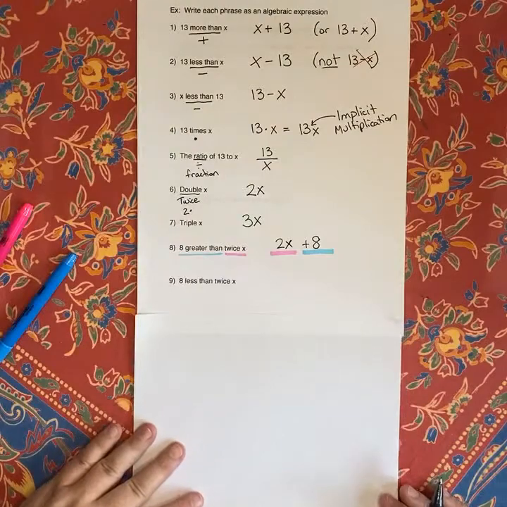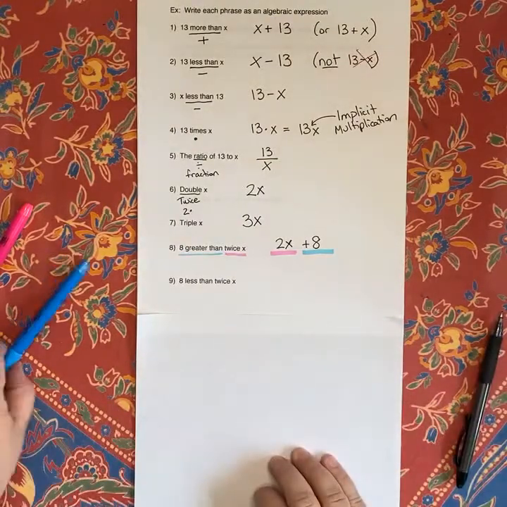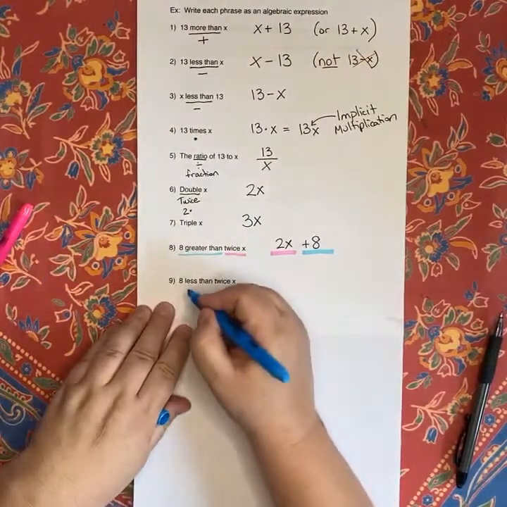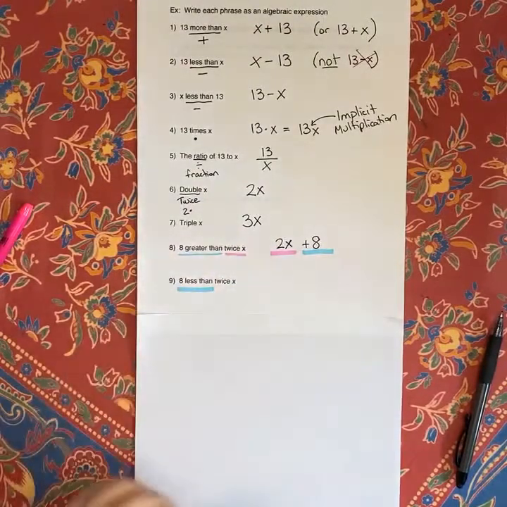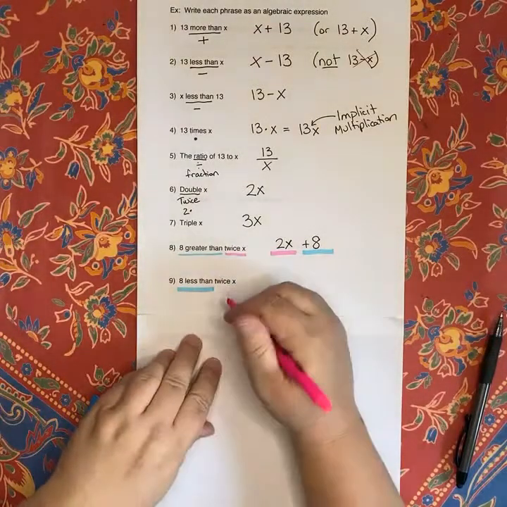Okay, let's see what the next one is. 8 less than twice x. Again, I got 2 different things happening. I get 8 less than, and I've got twice x.